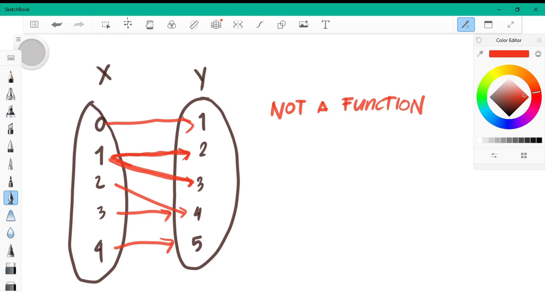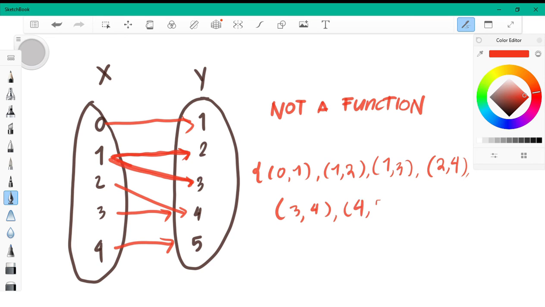So this mapping, this relation can also be written in the set of ordered pairs form. So we have (0, 1), (1, 2), (1, 3), (2, 4), (3, 4), and (4, 5). The number of connectors is also the number of our set of ordered pairs. So we have 1, 2, 3, 4, 5, 6 connectors. So we expect the number of ordered pairs: we have 1, 2, 3, 4, 5, and 6.